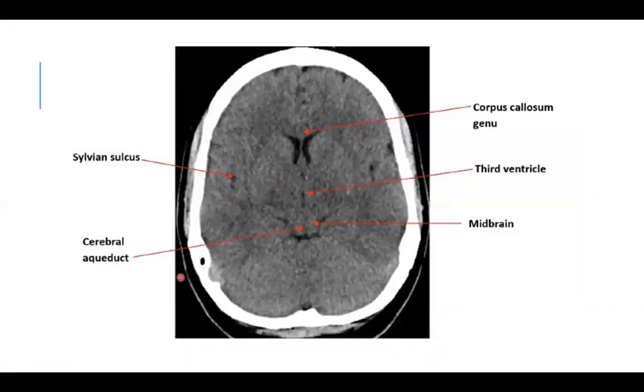And then just looking at more anatomy, so we see the third ventricle here, basically a slit-like structure, midbrain. This tiny dot here would be the cerebral aqueduct, and then sylvian sulcus and corpus callosum.